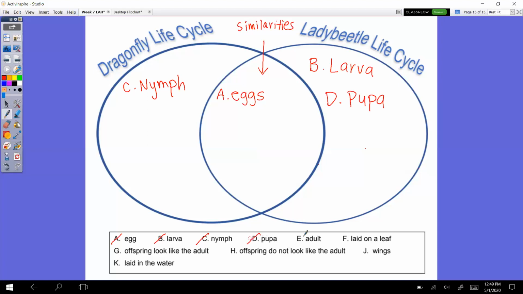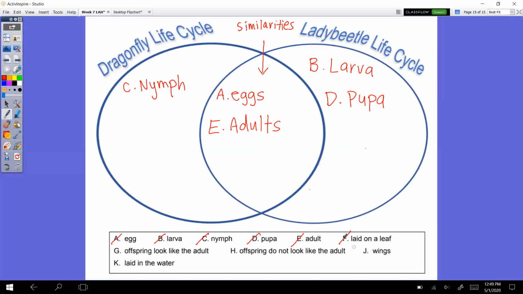Okay. Answer choice E, I think, is pretty obvious because we all know that at the end of their life cycles, once they're fully grown, they are considered adult. Ooh, now it's going to get a little bit tricky.